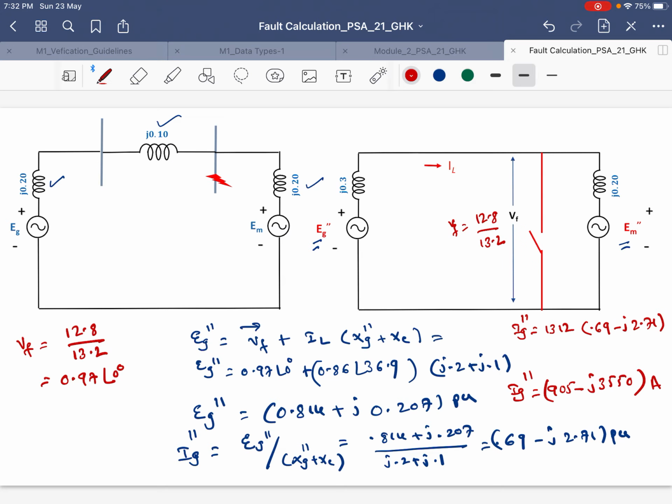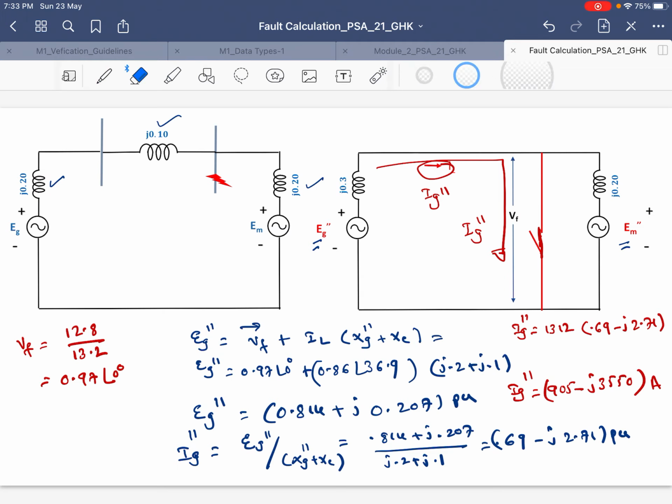If the switch is closed, then the current which is contributed is not IL here. Now it is Ig double dash. That is, Ig double dash will flow like this. This is Ig double dash. The Ig double dash is given by 905 minus j3550 amperes.